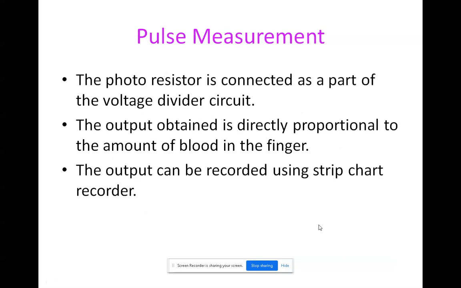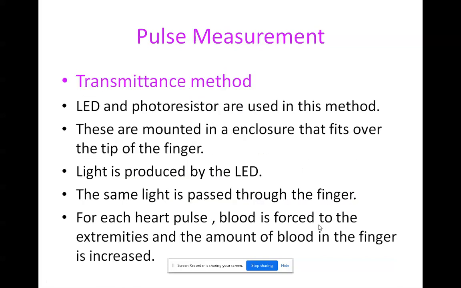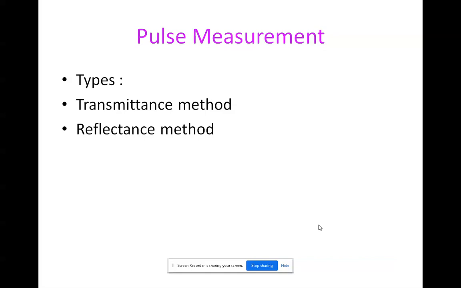Any doubt in pulse measurement? Pulse measurement has two types. Calorimeter is not a type; that is another topic. Pulse measurement has only two methods, transmittance and reflectance. In these two methods, any doubt? If you have a doubt, clarify now itself. I think there is no doubt. Shall we move on to the next topic?